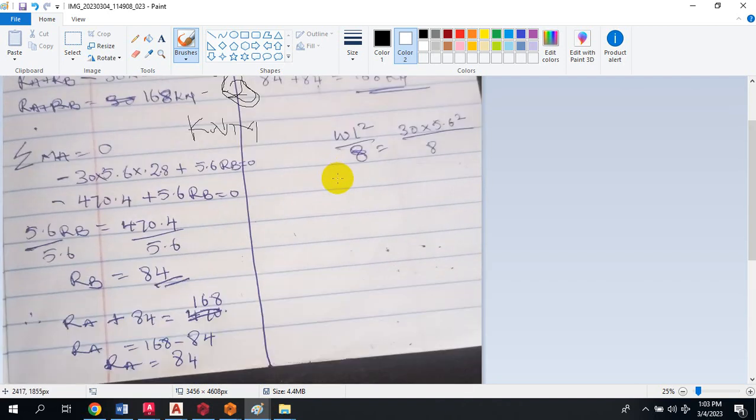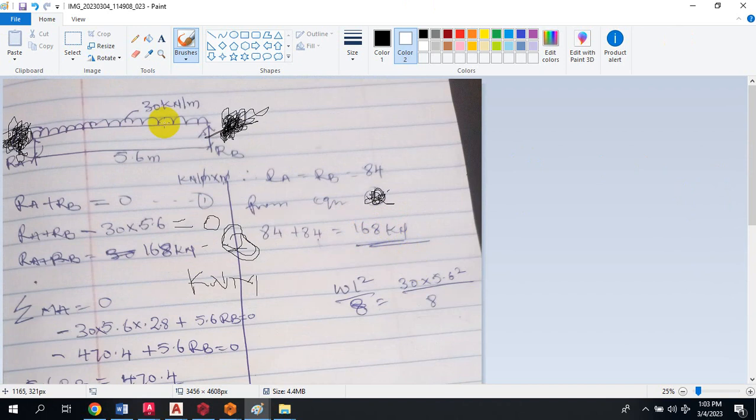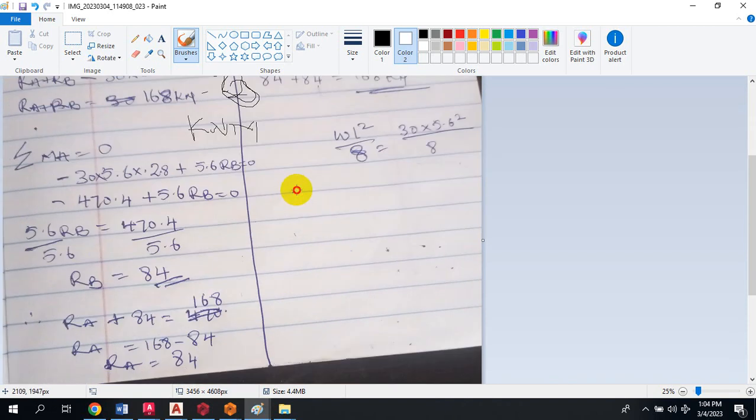If that is correct, you know that for our uniformly distributed load, our maximum bending moment is WL squared all over 8. We know our W, which is the load acting here, is 30, times the length 5.6, raised to the power of 2. This is the formula, now divided by 8. When you do that math, we are going to have the value of 117.6.